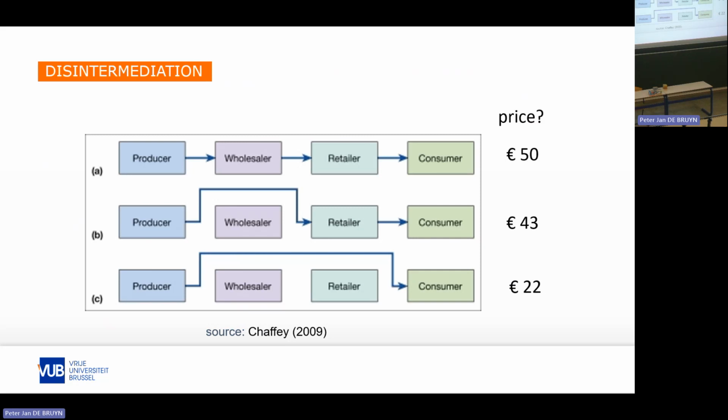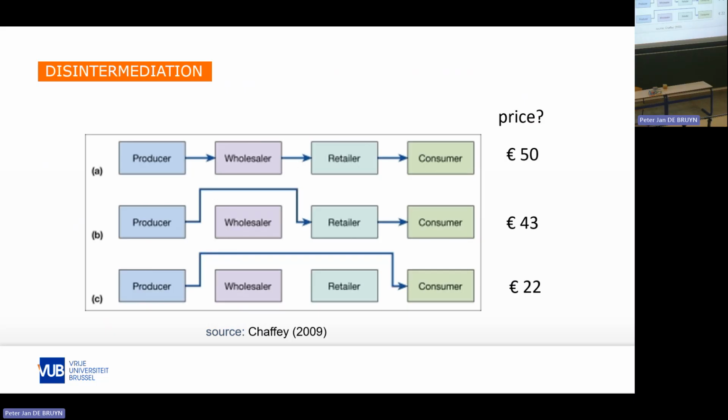So if you're able to skip some of those actors within the supply chain, well, what you could do is drop the price, because you don't need to pay for those intermediate parties in the supply chain. And at the same time, hopefully, that producer might even hope that it can drop the price, but maybe also increase its profit.